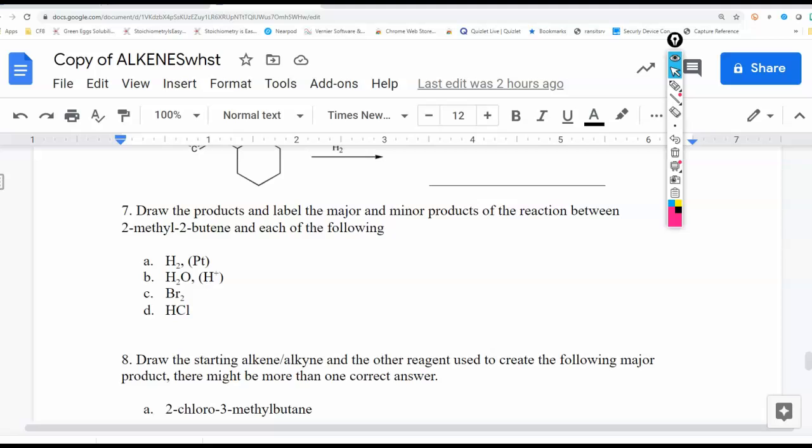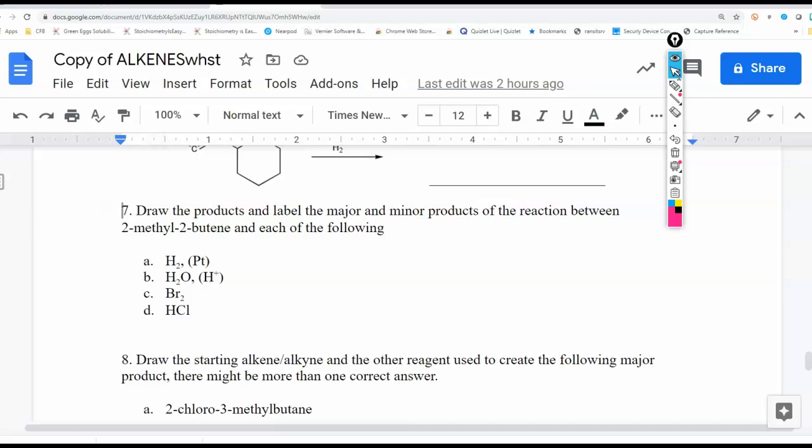Now we're going to draw the products, label the major and minor products of the reaction between 2-methyl-2-butene and each of the following. So I'm going to do each one, and then I'm going to erase and do the next one and so forth. So the next one I'm going to start with H2, and we're going to be drawing in the products of the major and the minor here.